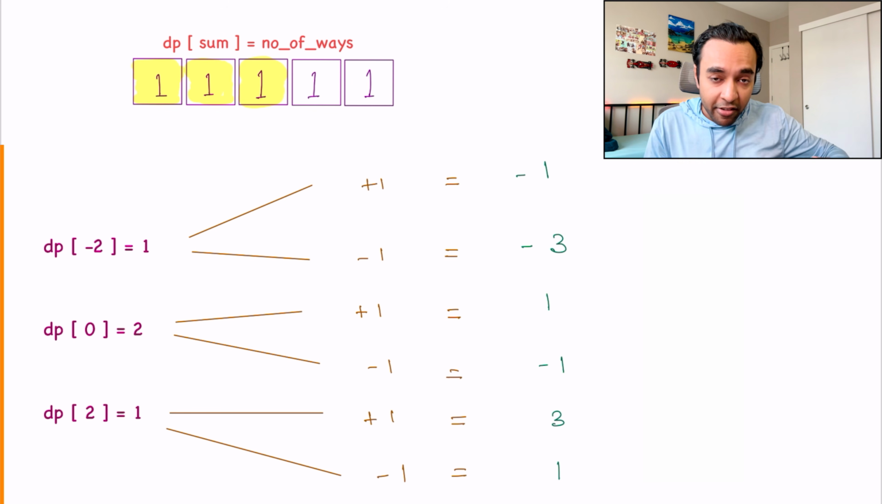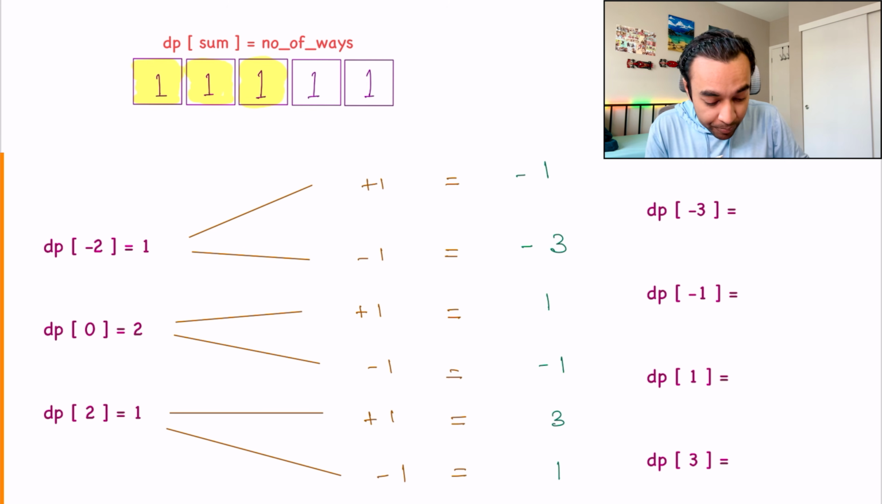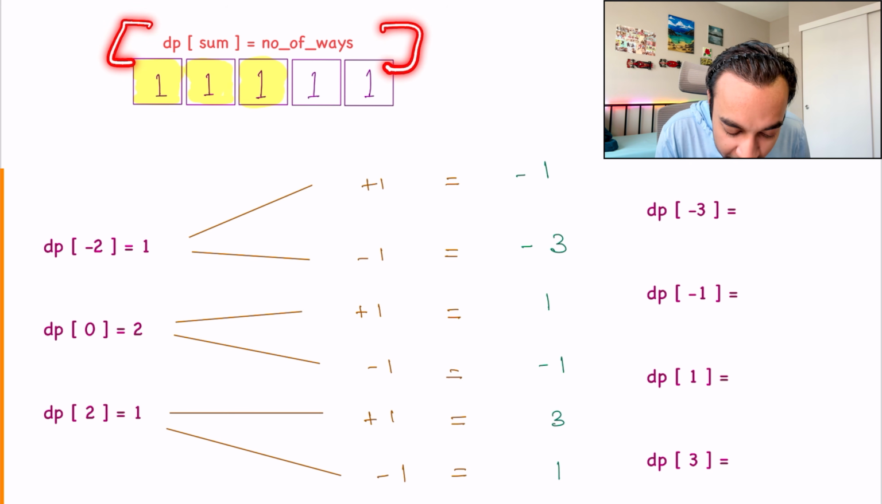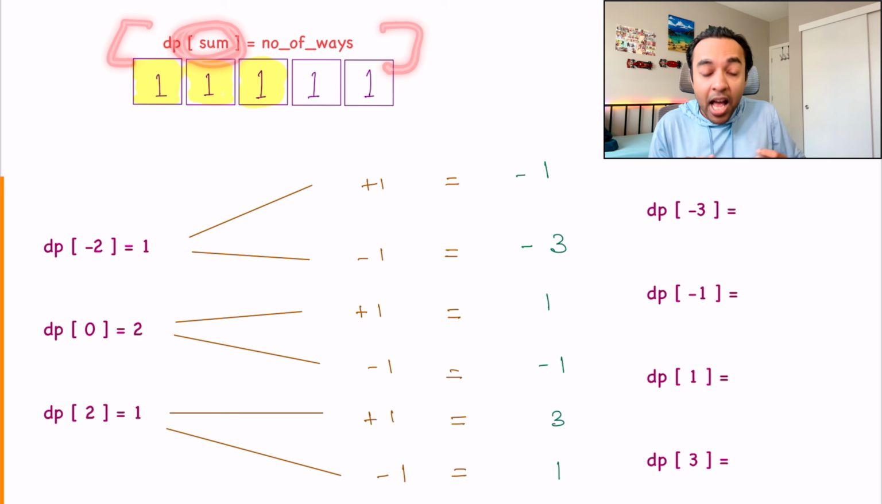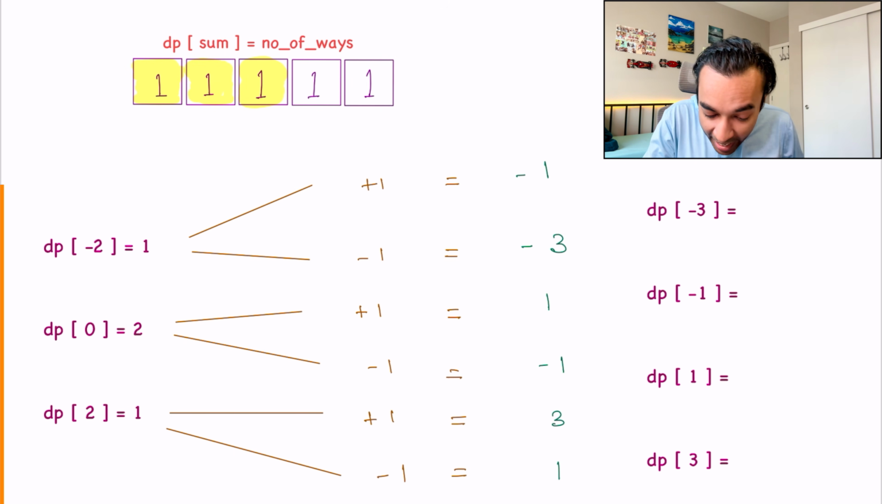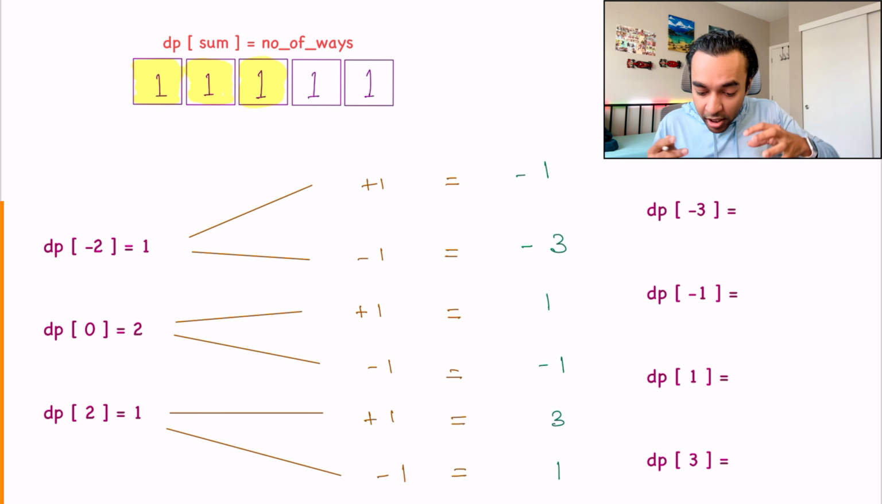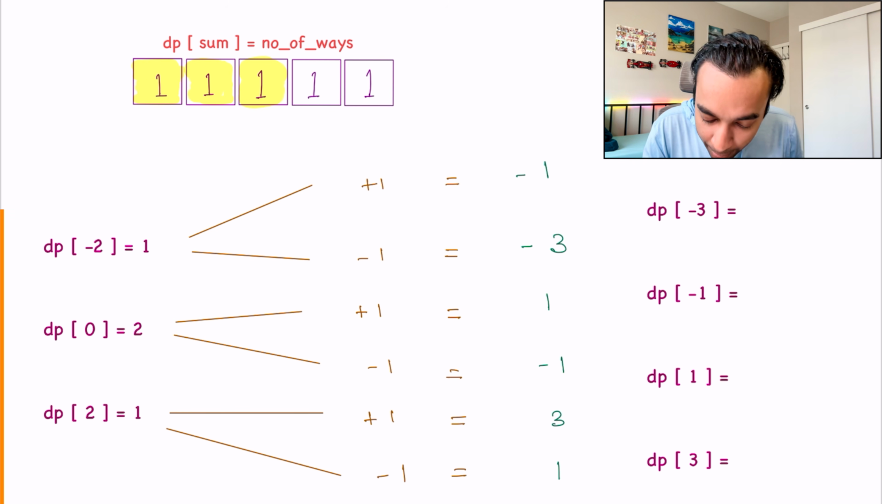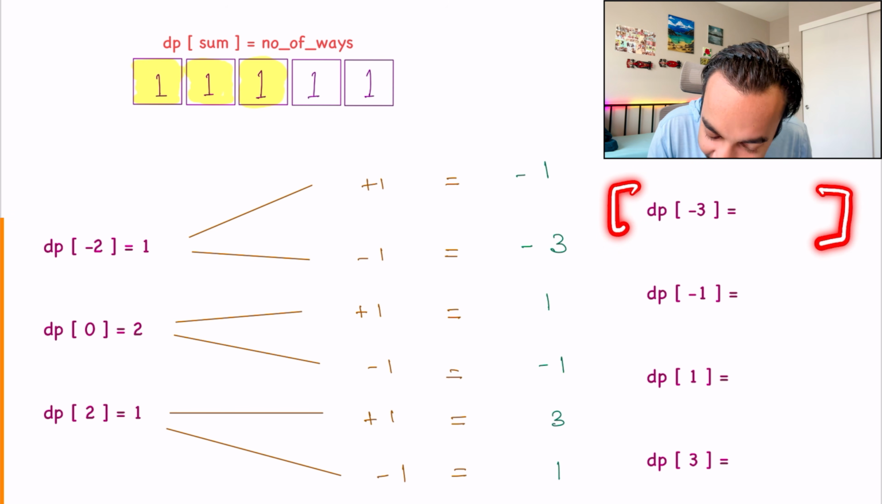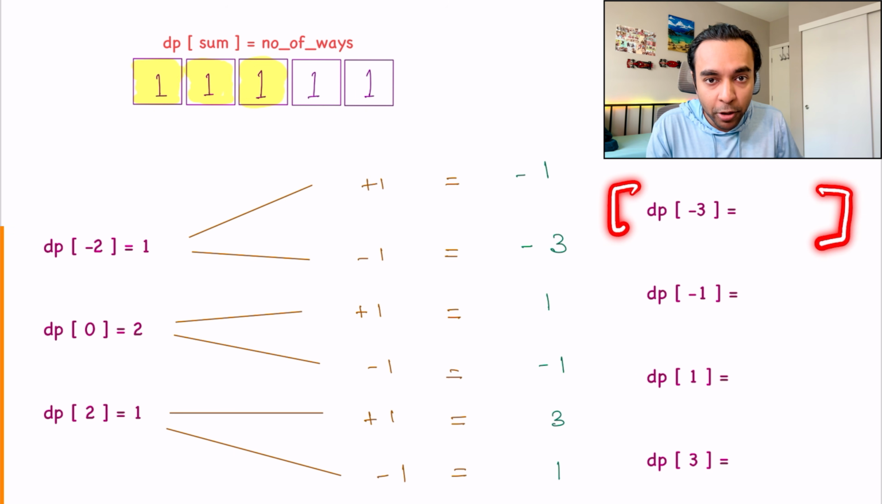So naturally, we will have to update our DP array because at every instance, this DP array is storing that to get a particular sum, how many ways are possible. And these are all the sums that I have obtained up till this point. So to update the DP array, I will say, okay, to get a sum of minus 3, how many ways are possible?